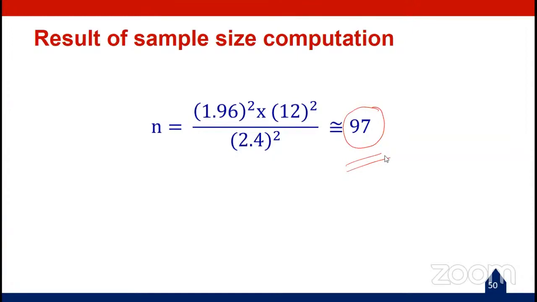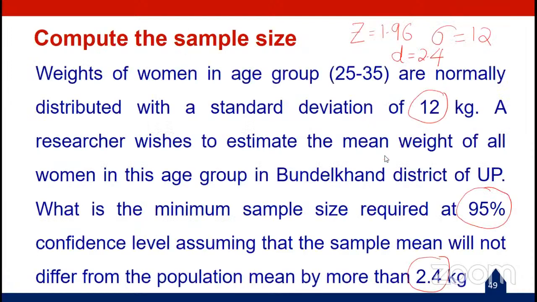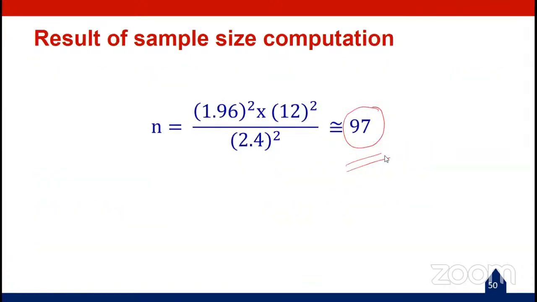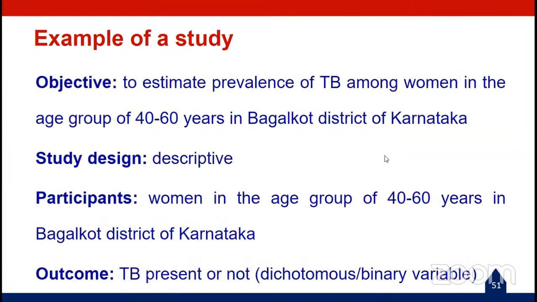What I meant is, this sample size formula is irrespective of the sampling method. However, I will tell you in the upcoming slides, if we are using cluster sampling, we need to do some adjustment to the sample size. So that I will tell you. So we found that the sample size is 97. We will move on to the next example.